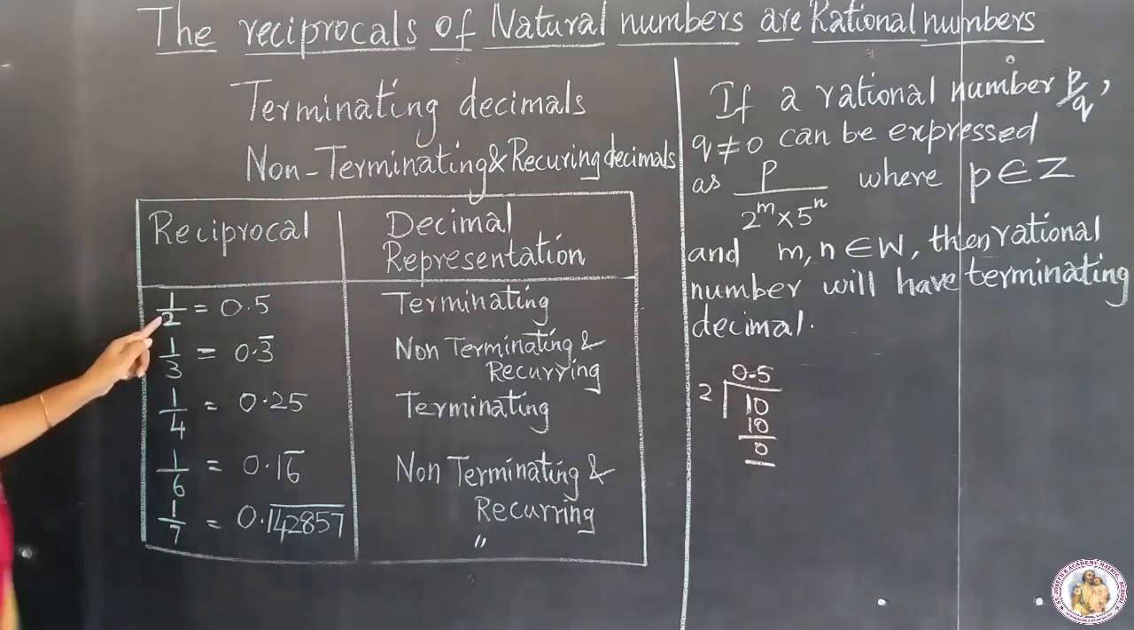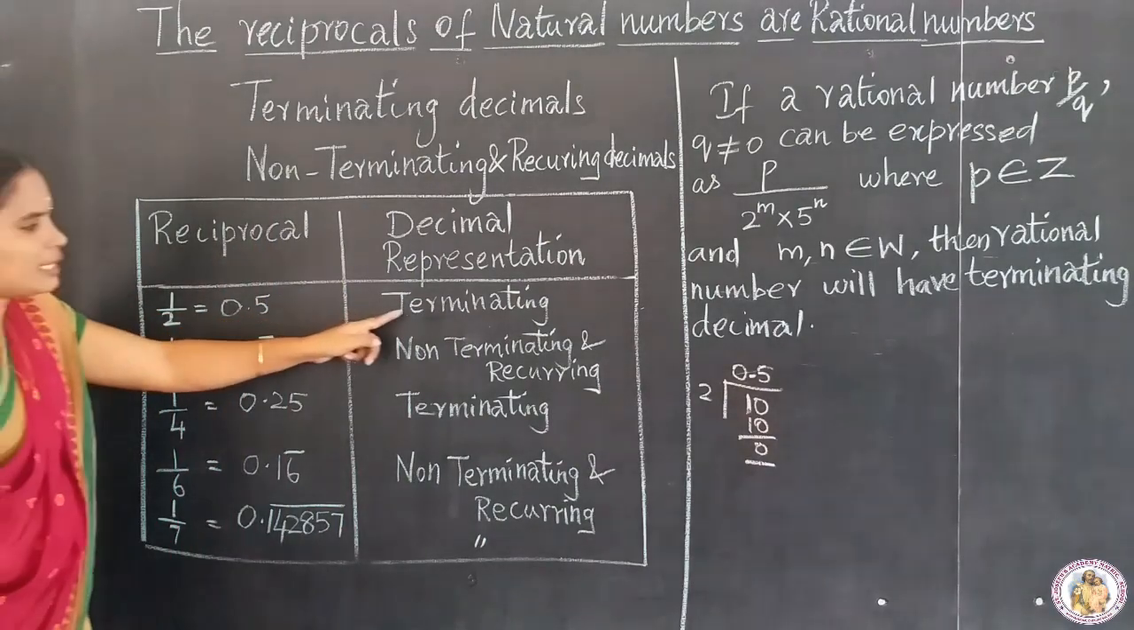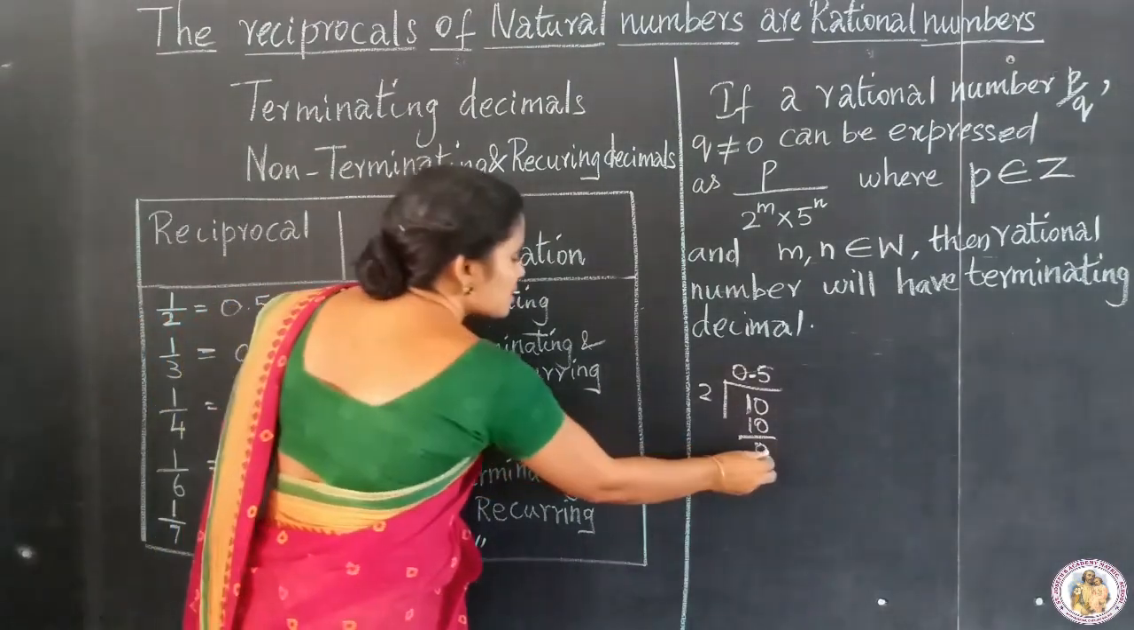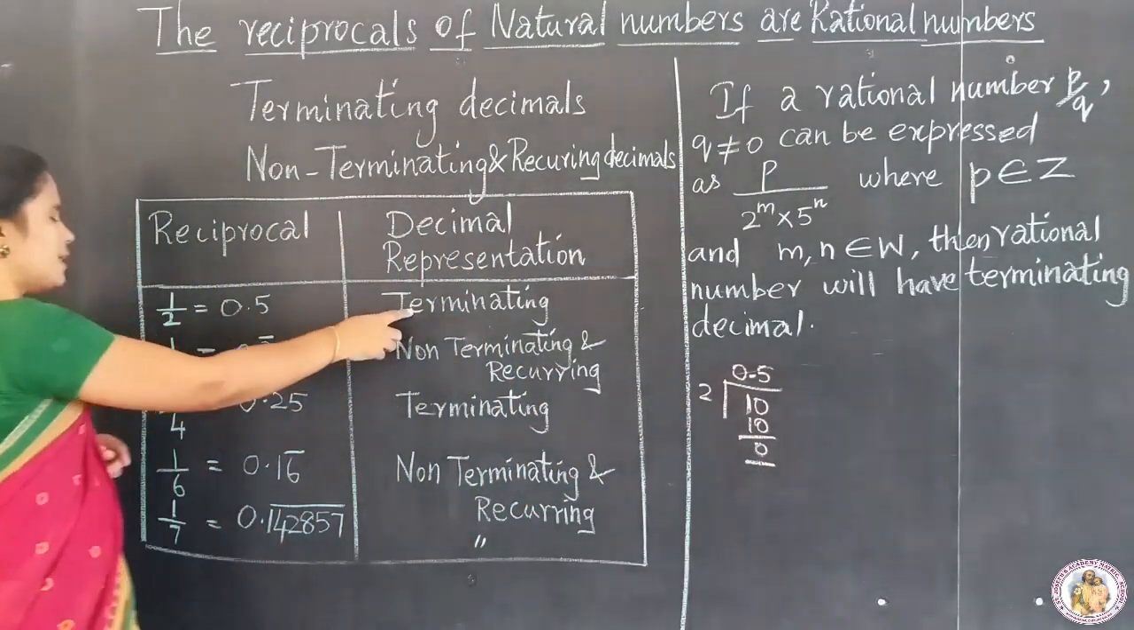Okay, so 0.5 is a terminating decimal. So at last we get 0. So it is a terminating decimal.